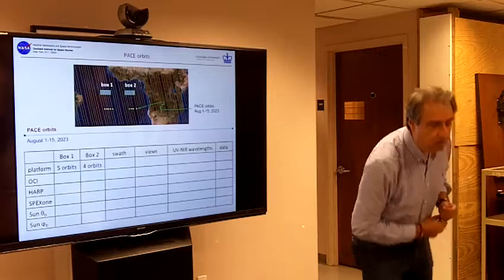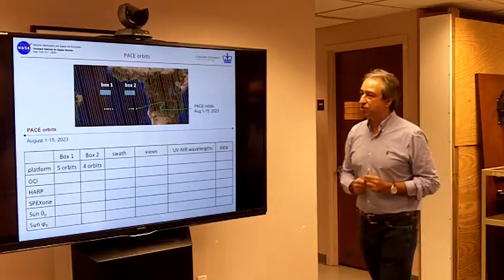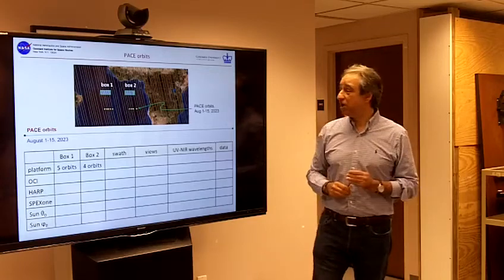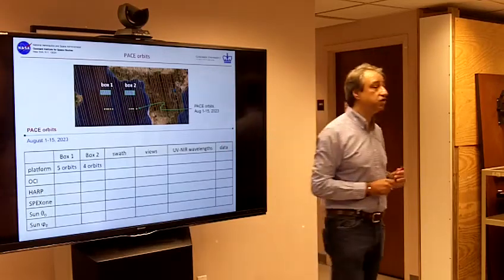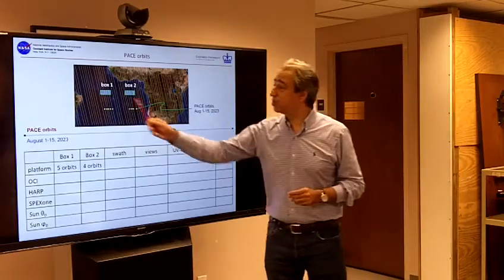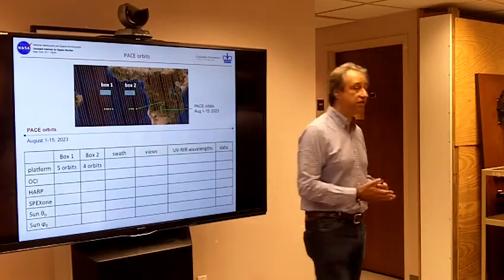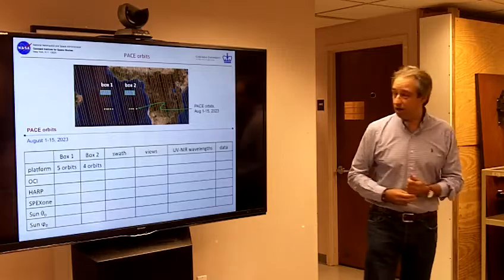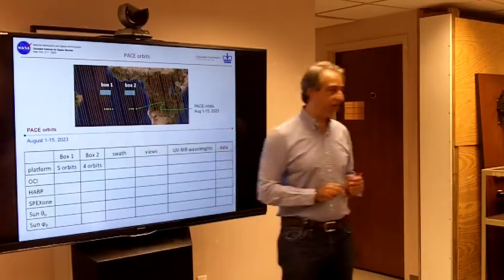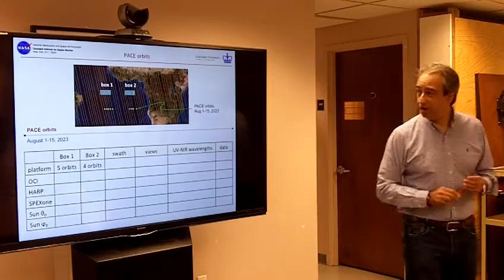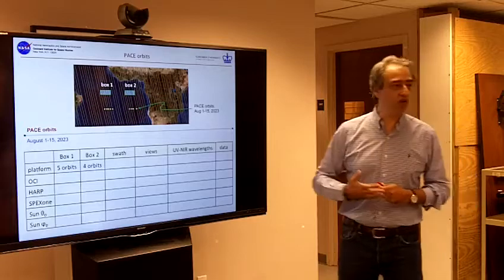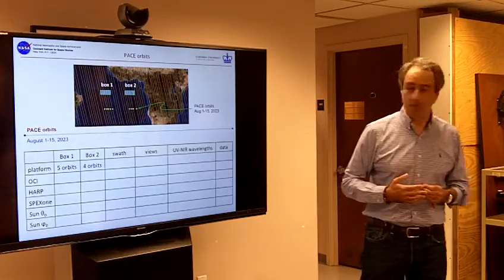Okay, so PACE observations. Shown here are simulated orbits for the PACE mission for the first half of August in 2023. And you can see that box 1 and box 2, those two areas that are my study areas, are visited up to 5 times in this period of the month. So you'll have in a month a significant amount of observations of those two boxes.